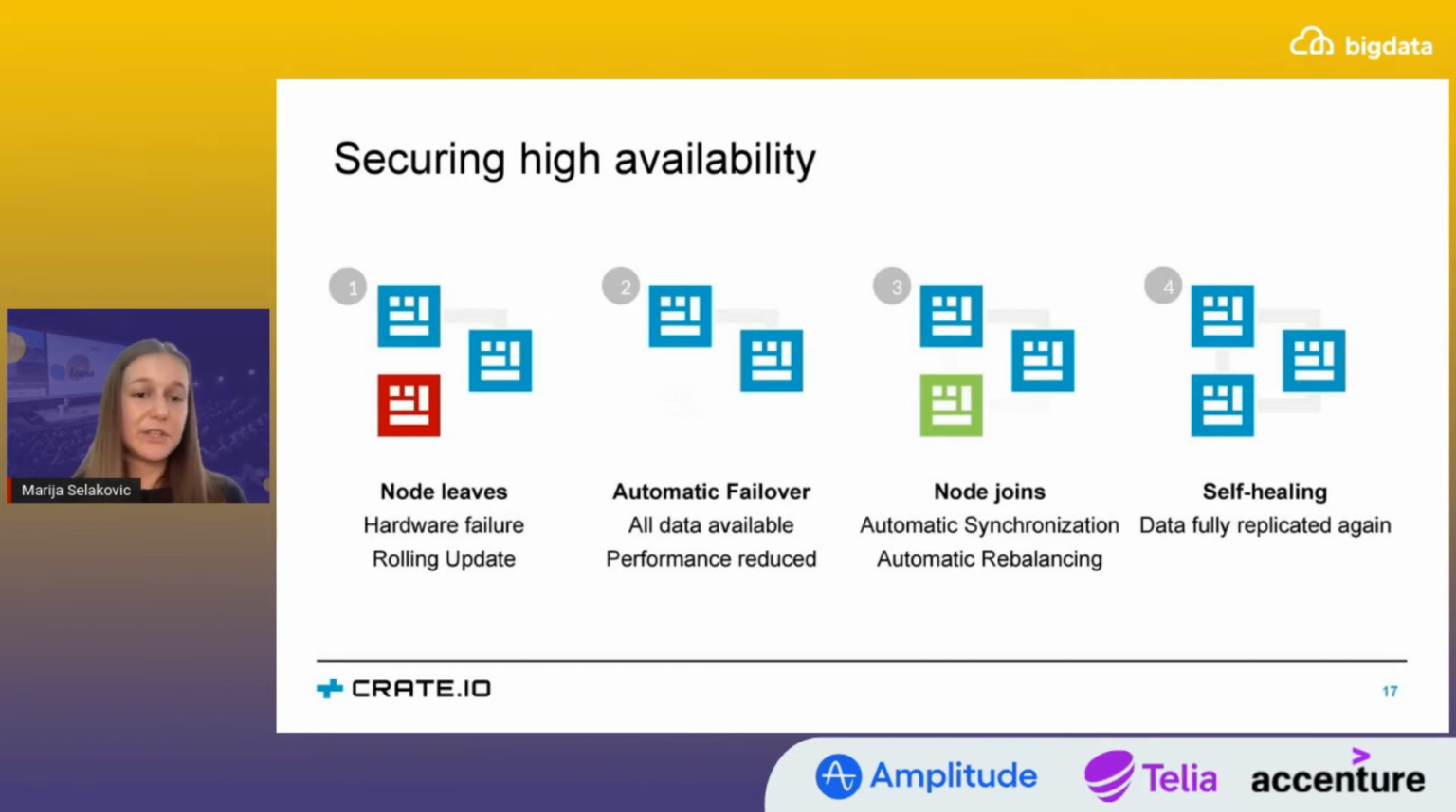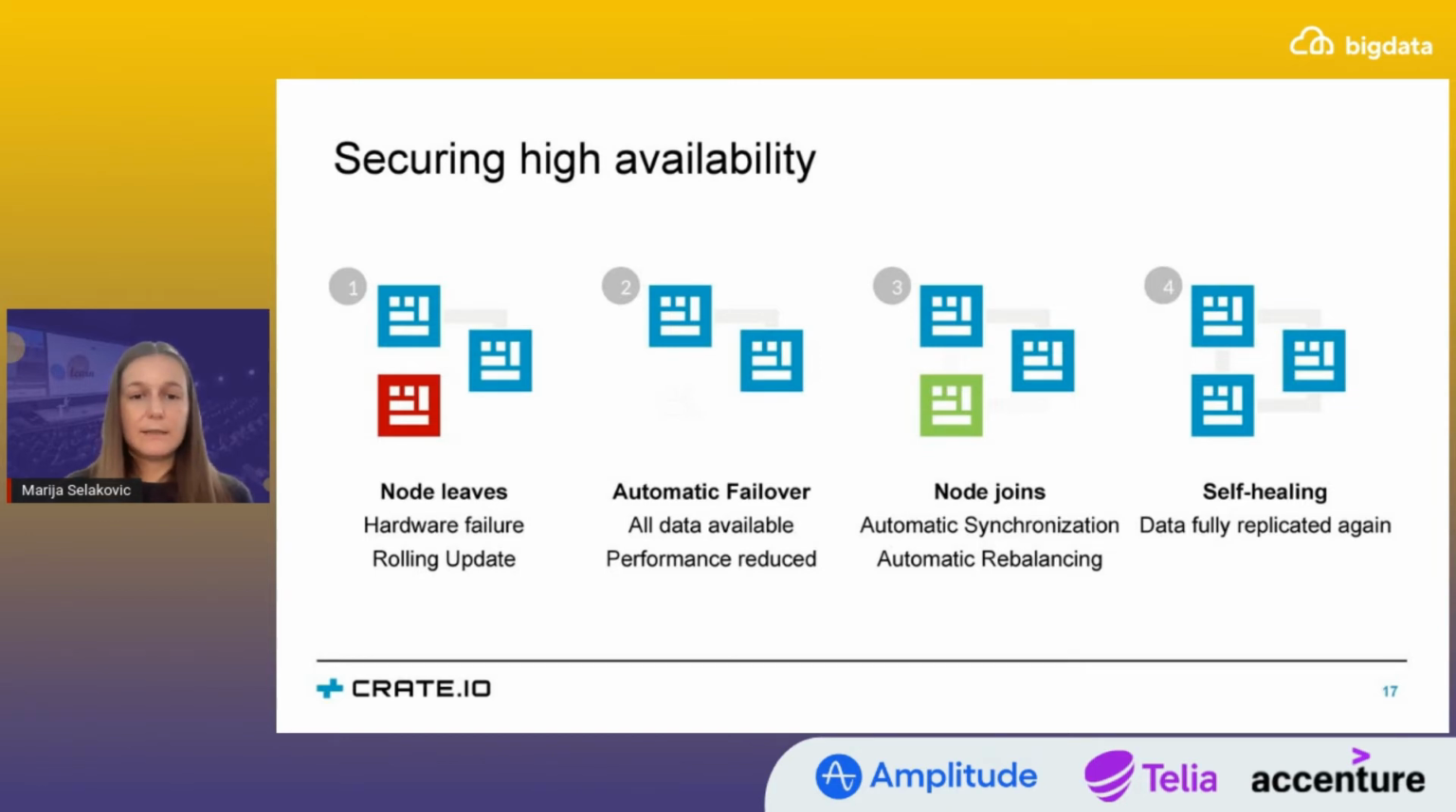This process explains how high availability is ensured in this type of architecture. Imagine the situation where a node leaves because of some hardware failure, for example. Then the first step CrateDB does is automatic failover, which means that all the data that are lost become available on the remaining nodes. We can see a temporary reduction of performance until the new node joins and automatic synchronization and rebalancing take place. Finally, once the new node becomes part of the system, the self-healing process takes place, in which data are fully replicated again.